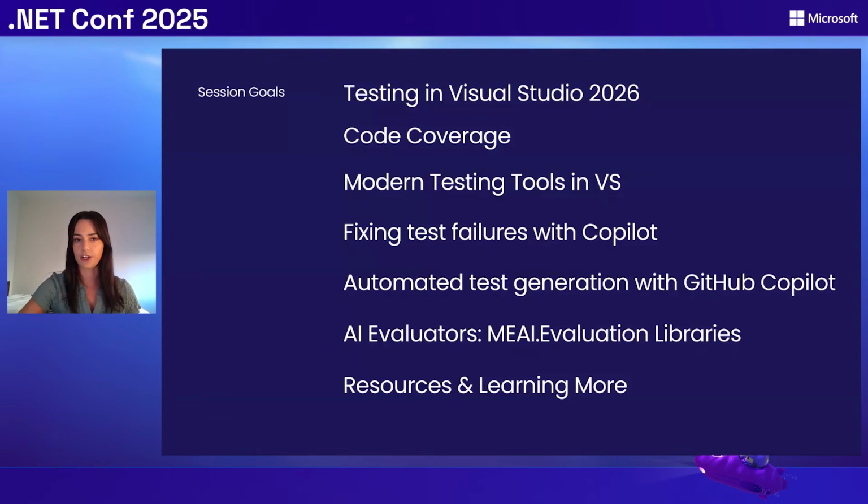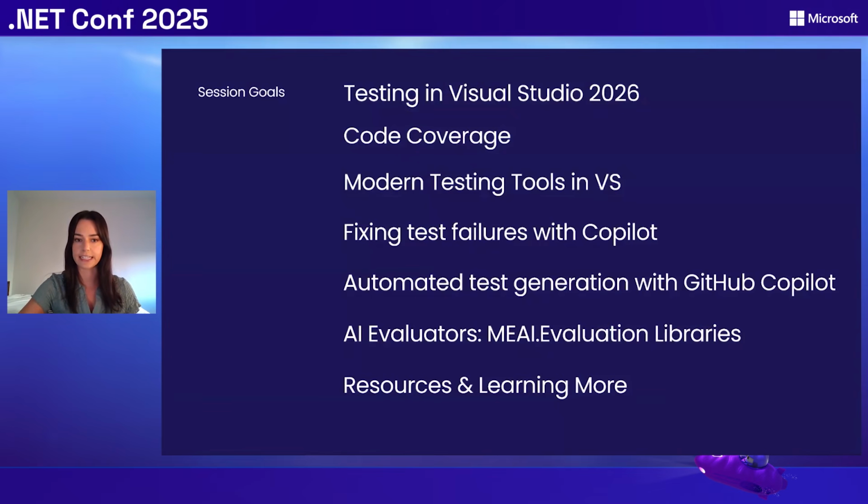So in this session, we're going to explore how AI is changing the way that we test in Visual Studio step by step. And we're going to get a really good look at what's in Visual Studio 2026 in terms of testing. Some of these will be brand new features for VS 2026, and some of these will be things that were available in previous versions of Visual Studio that we've just made a lot better.